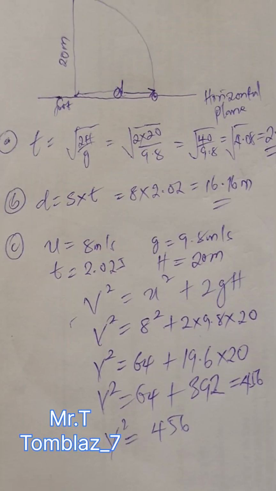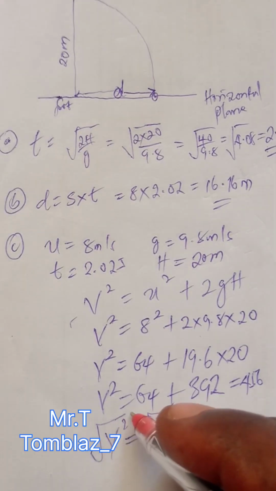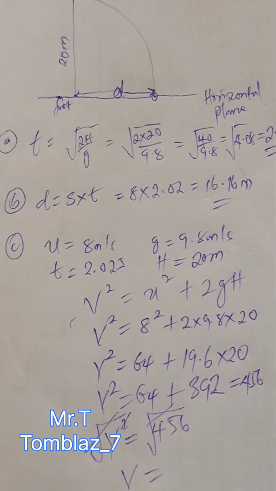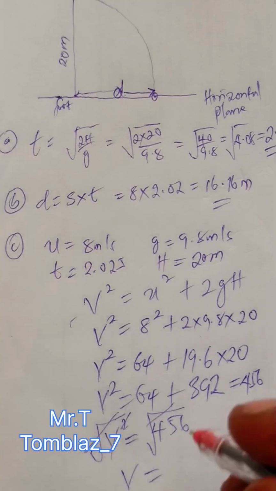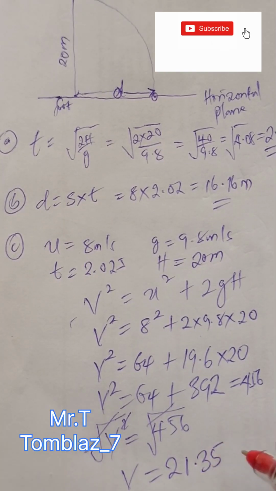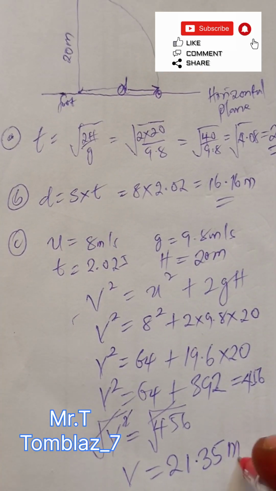But we are looking for v, so we take the square root of both sides. The square will cancel this, so our v is equal to the square root of that value. It's going to give you 21.35, and we know that velocity is measured in meters per second, so we have 21.35 meters per second.